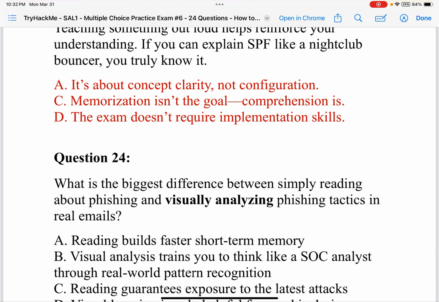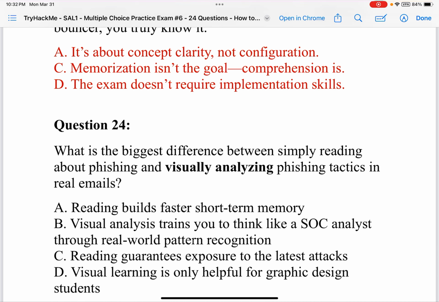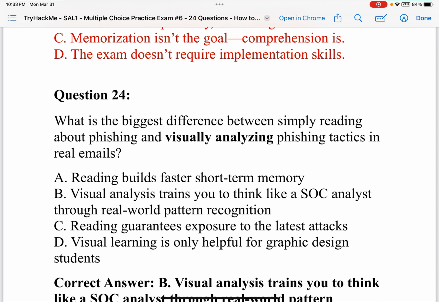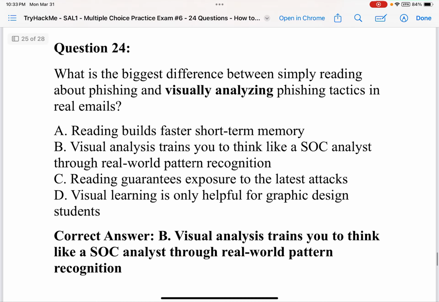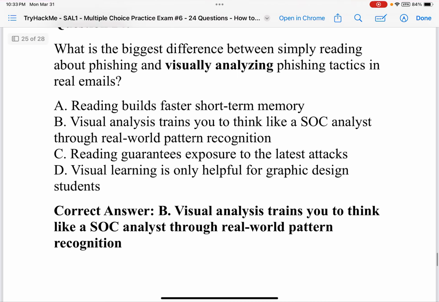What is the biggest difference between simply reading about phishing and visually analyzing phishing tactics in real emails? A. Reading builds faster short-term memory. B. Visual analysis trains you to think like a SOC analyst through real-world pattern recognition. C. Reading guarantees exposure to the latest attacks. Or D. Visual learning is only helpful for graphic design students. Correct answer is B. Visual analysis trains you to think like a SOC analyst through real-world pattern recognition.